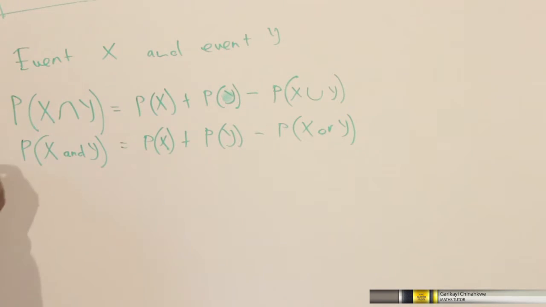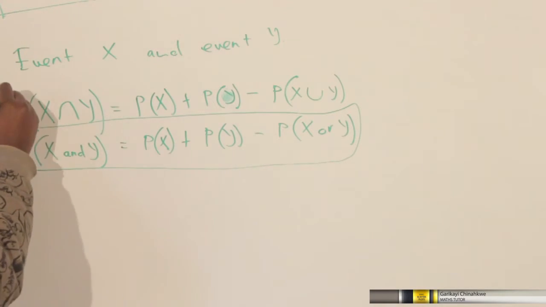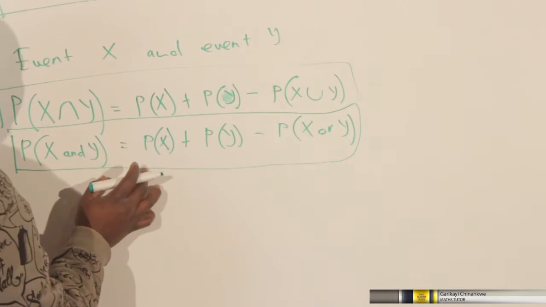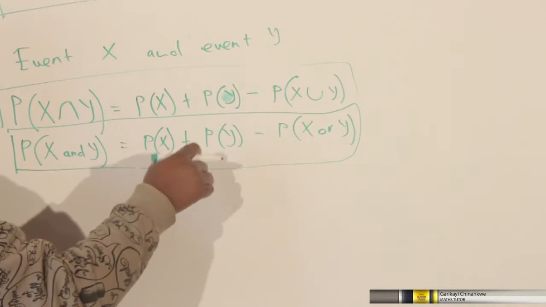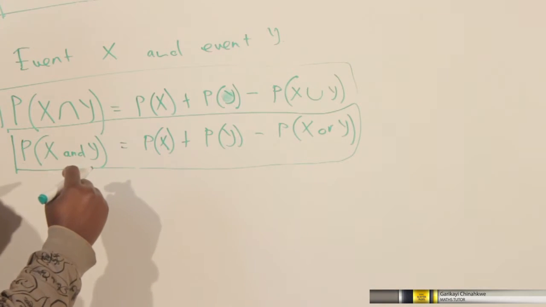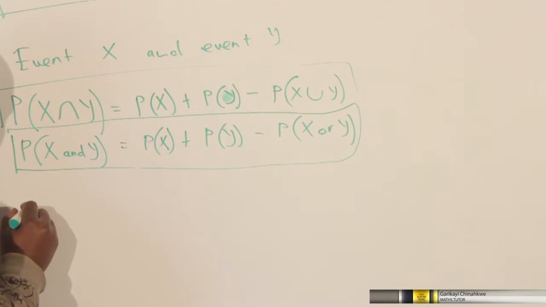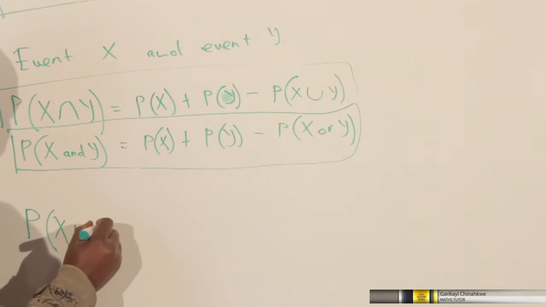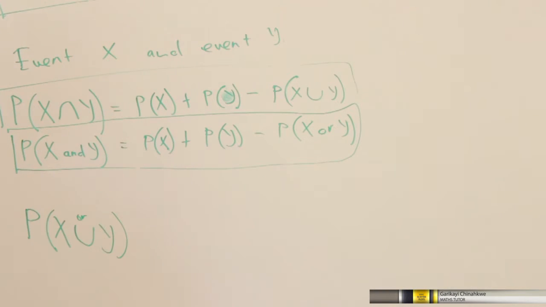Okay. So these two are the most important that you must not forget. This is in symbols, this is in words. So if you transpose, probability of X or Y is probability of X union Y. If I say union, it is the same as or. Union is the same as or.